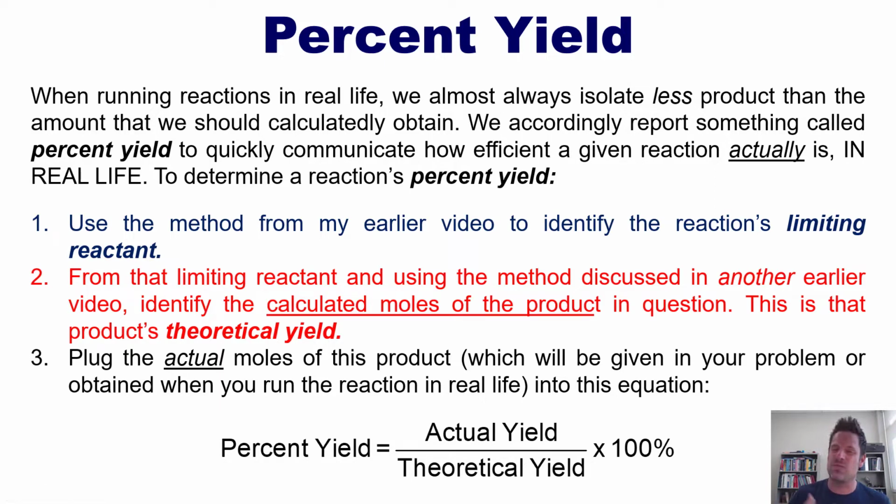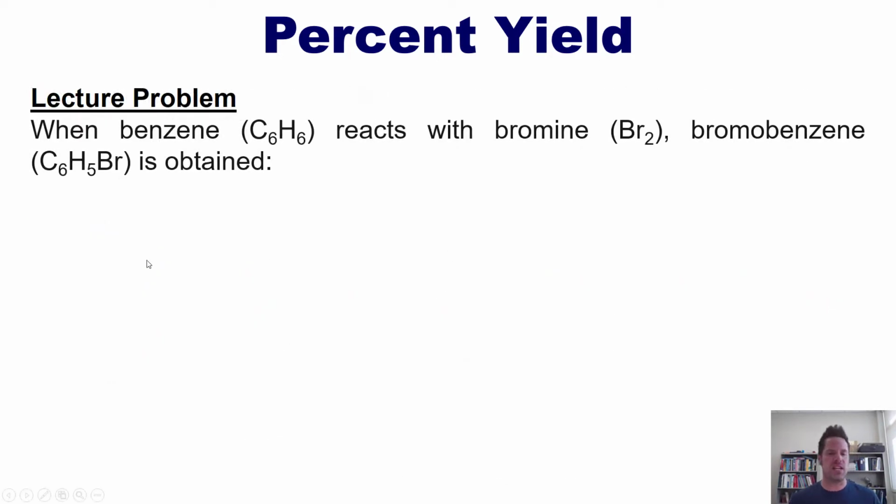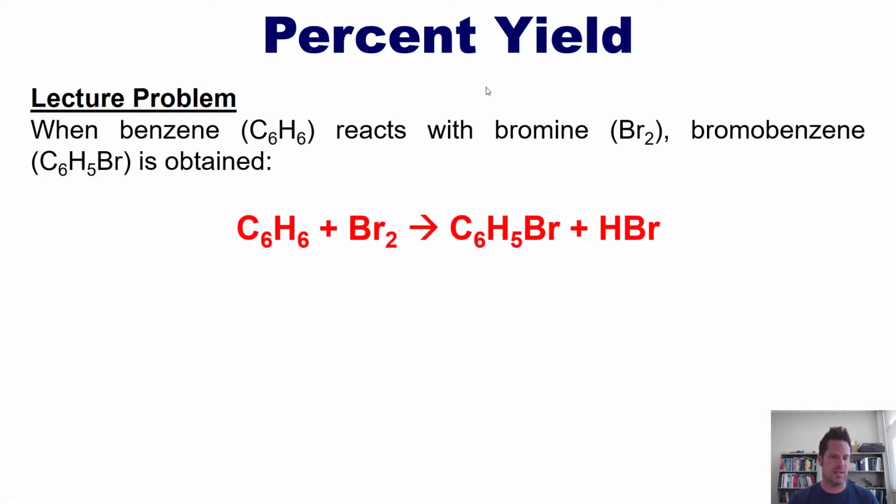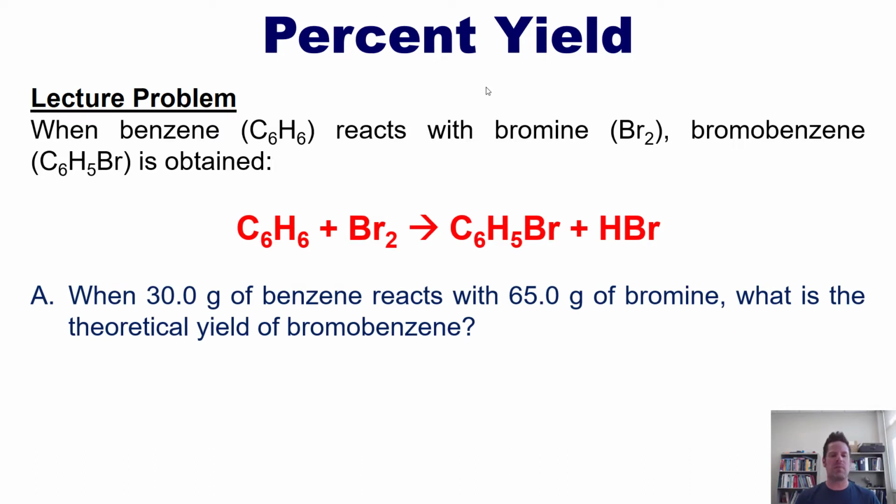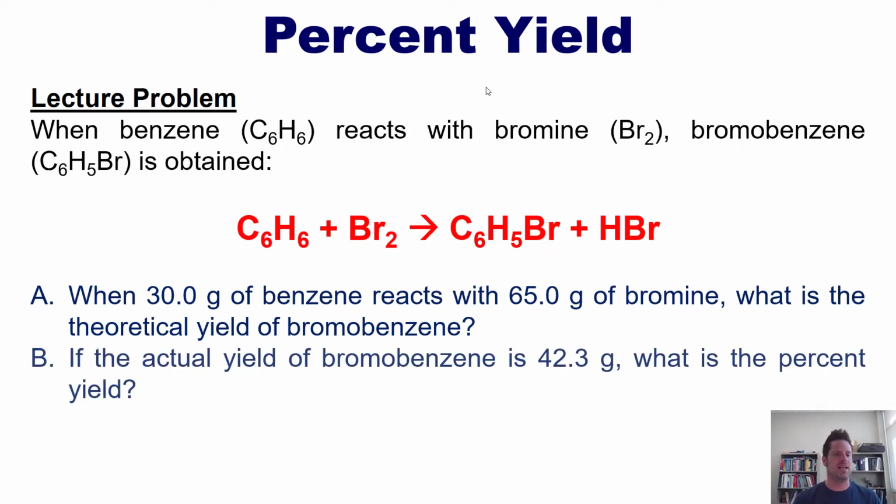Now, the best way for me to really teach you this in practice is to do an example. When benzene, which has this formula, reacts with bromine, which has this formula, bromobenzene is obtained according to this equation. So here's our question. When 30 grams of benzene reacts with 65 grams of bromine, what's the theoretical yield of bromobenzene? And separately, if the actual yield of bromobenzene is 42.3 grams, in other words, you run this reaction in the lab and get only 42.3 grams of bromobenzene, then what is your percent yield?